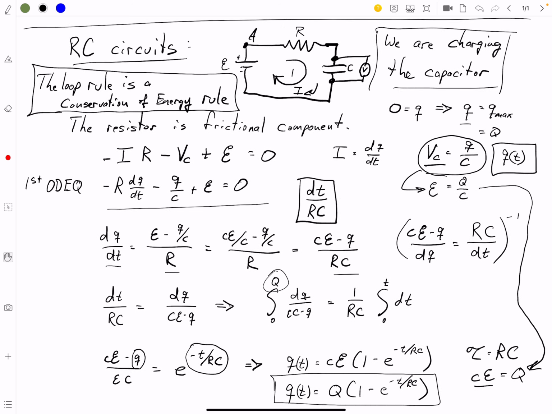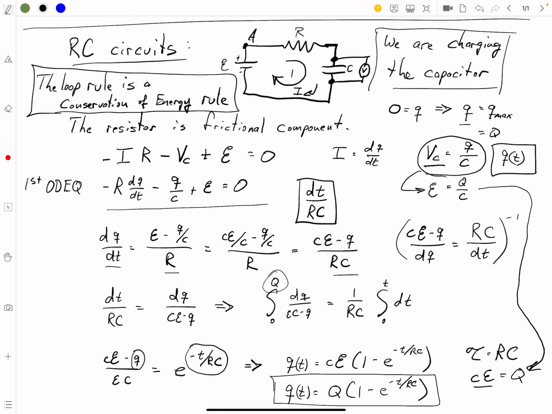Sorry about that. The resistor is a frictional component to this situation. We start out at Q equals 0, and we're going to go to Q equals Q max. We can use the book's nomenclature for Q max as Q. That's fine. We're going to apply the loop rule.